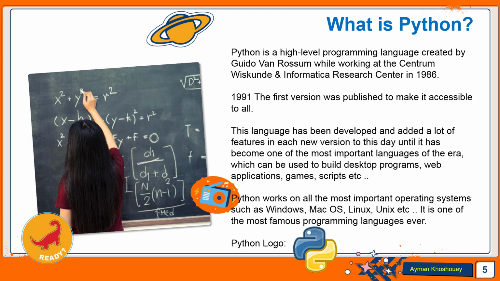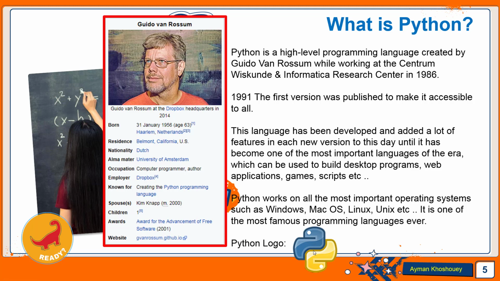Python works on all the most important operating systems such as Windows, Apple Macintosh, Linux, Unix. It is one of the most famous programming languages ever. And this is the logo of Python. Guido van Rossum, who developed Python. This is some information on him.